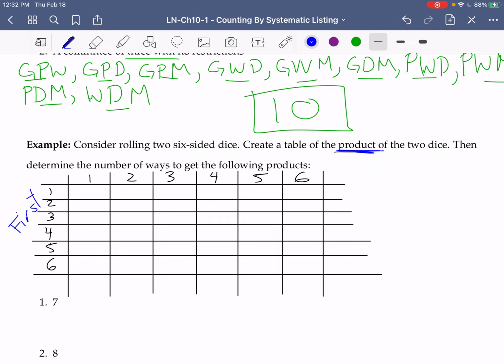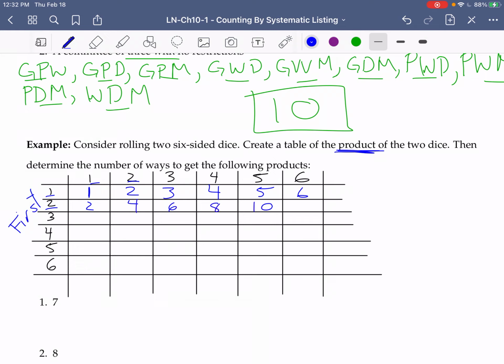And so instead of writing a table that lists all the sums of the numbers, we're going to create a table with the product of the numbers. So we have 1 times 1, which is 1. 2 times 1 is 2. 3 times 1 is 3. 4 times 1 is 4. 5 times 1 is 5. And 6 times 1 is 6. Or we could have 2 times 1 is 2. 2 times 2 is 4.